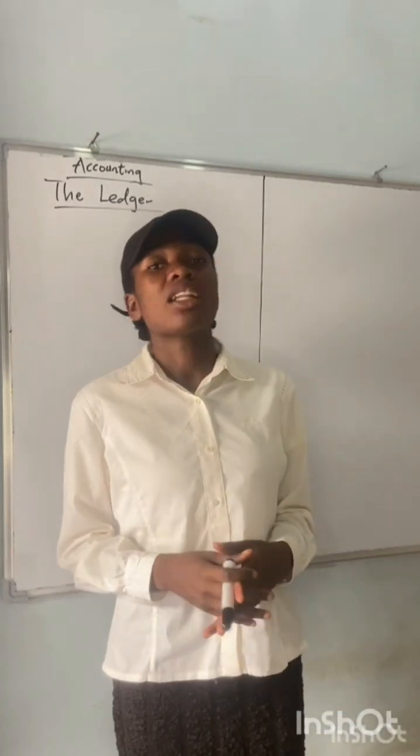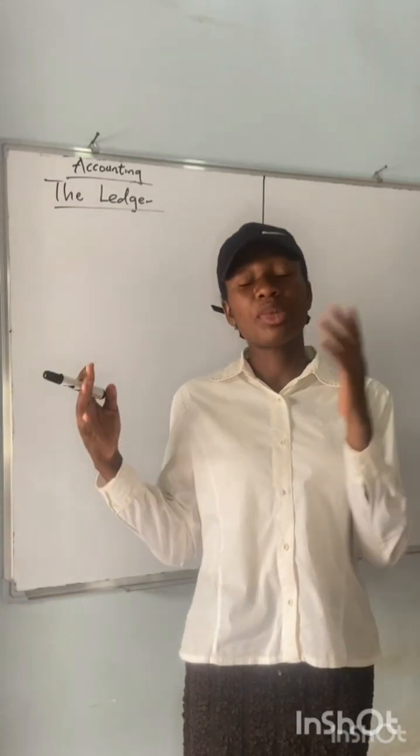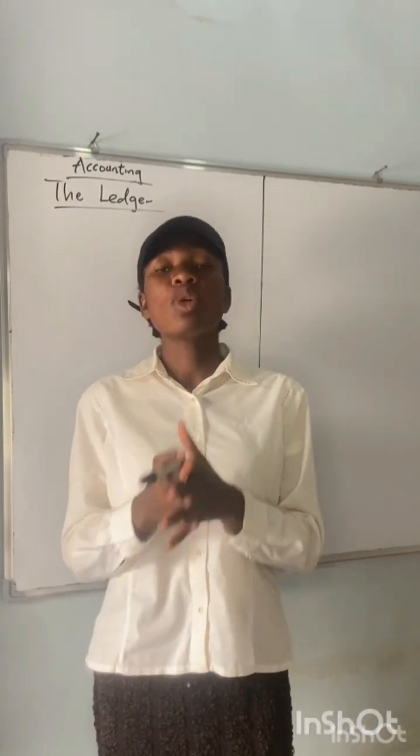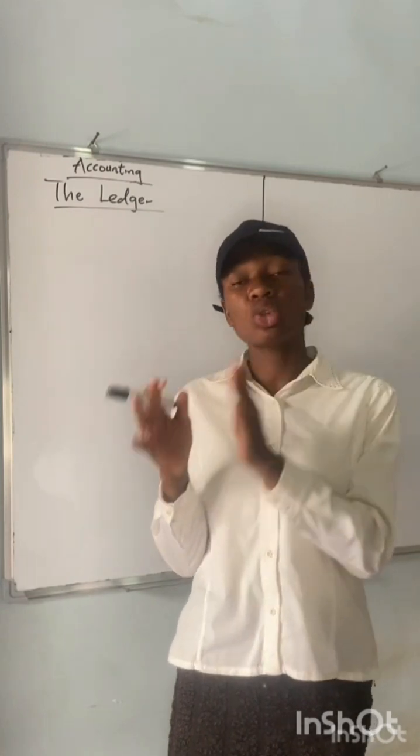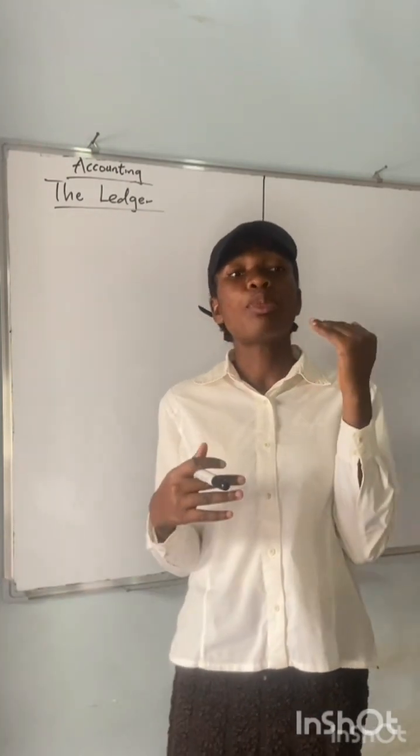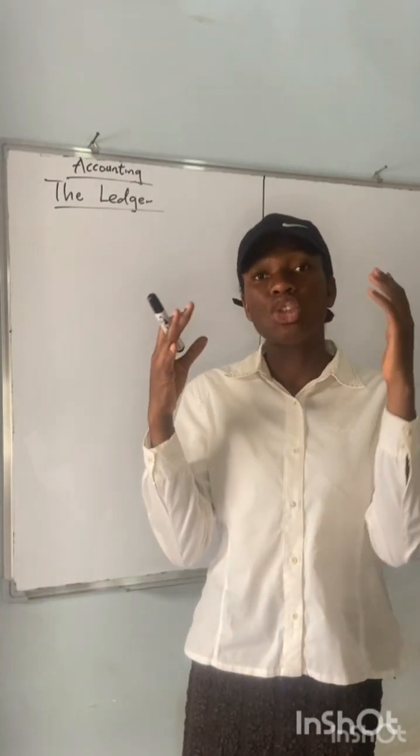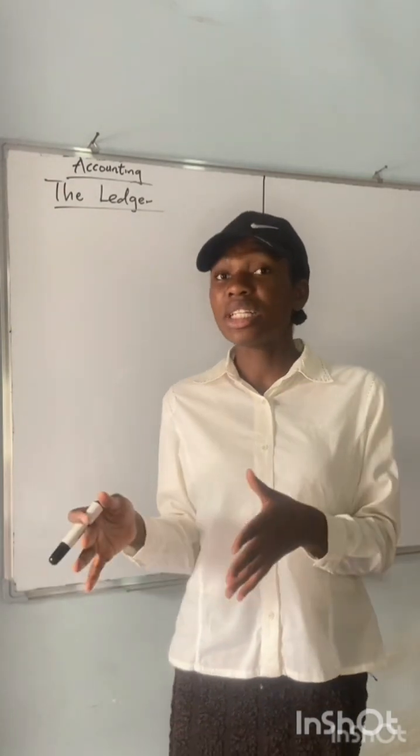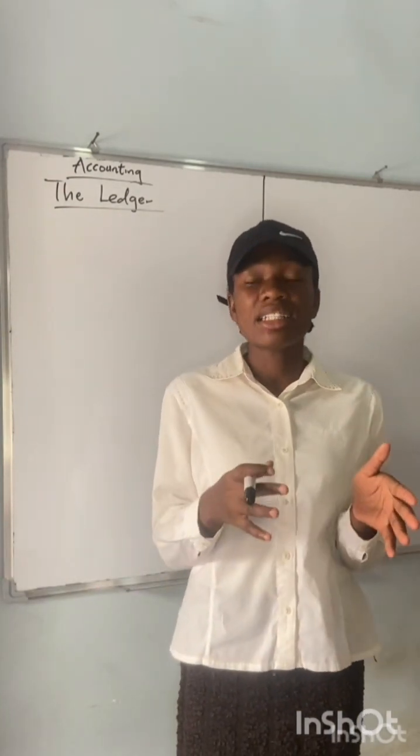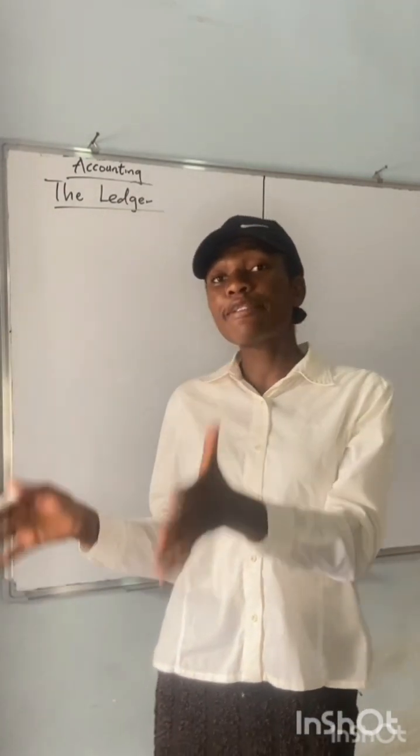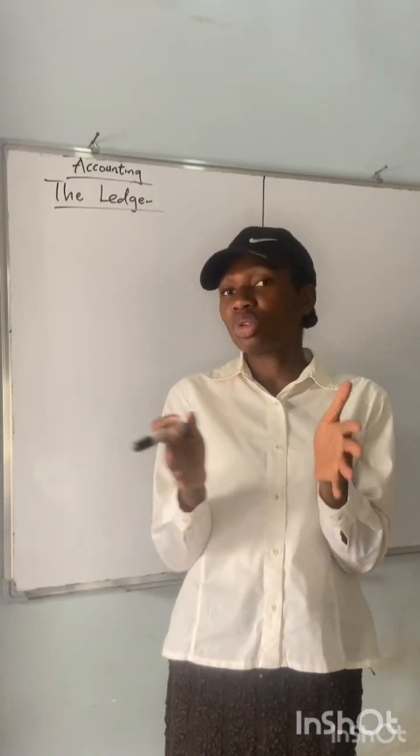Now our ledger is a principal book of accounts where we post transactions from the journal entries. In our previous videos, we have looked at the journal. We have looked at the subsidiary books. So our ledger, literally, transactions are posted from our subsidiary book to our ledger account.